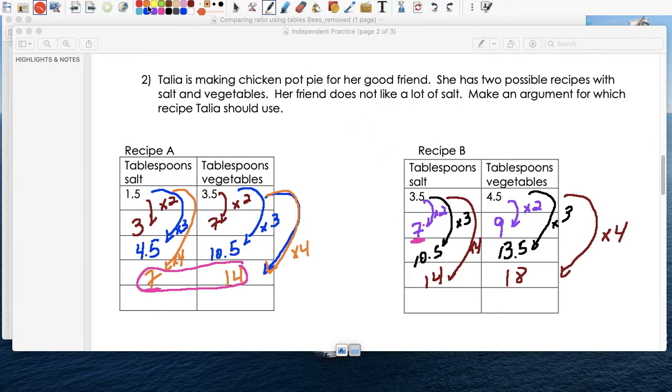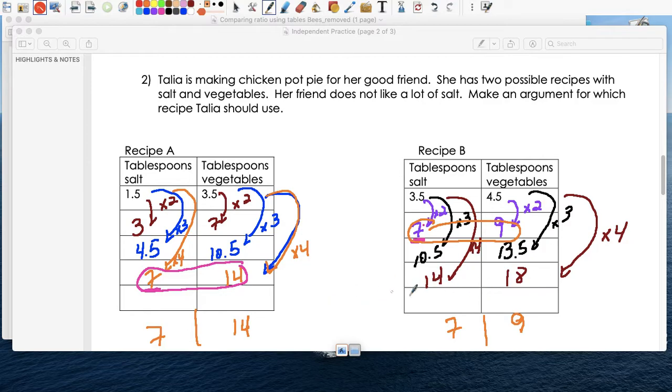Another color. 7 con el 9. So here, let me write that down. Voy a escribirlo aquí un poquito más. Y aquí 7 con 14. So it's a little prettier. So with 7 cucharadas de sal, 7 tablespoons of salt, she uses 14 tablespoons of vegetables. Aquí 7 tablespoons of salt, we use 9 tablespoons of vegetables.